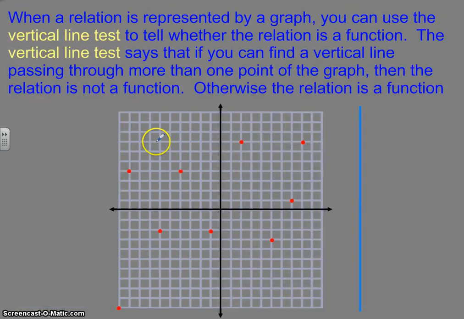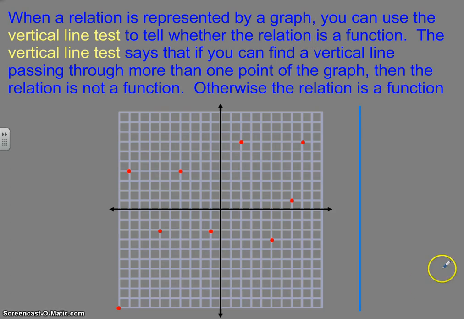Okay, next. When a relation is represented by a graph, you can use the vertical line test to tell whether a relation is a function. Okay, the vertical line test says that if you can find a vertical line passing through more than one point on the graph, then the relation is not a function. Otherwise, the relation is a function.